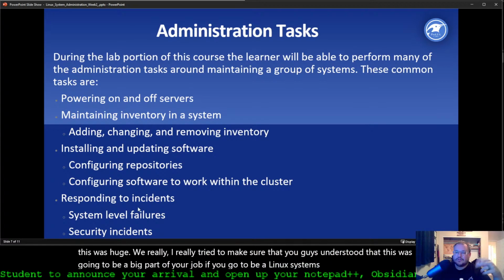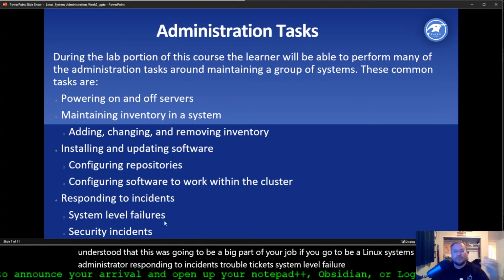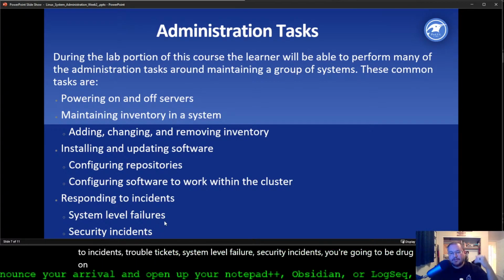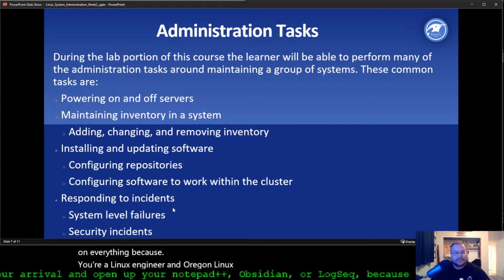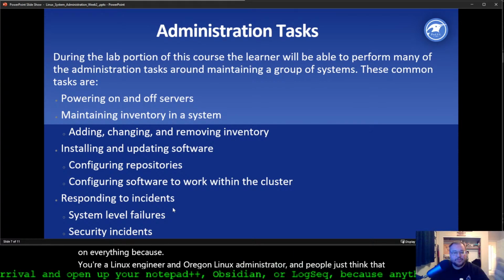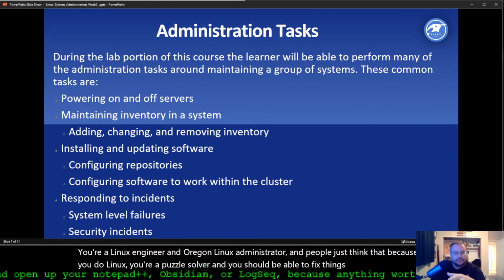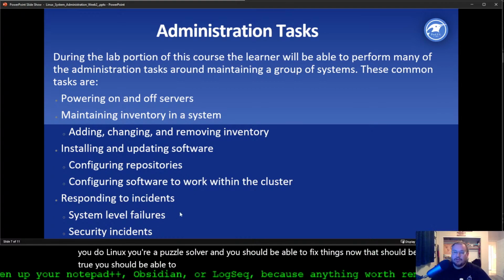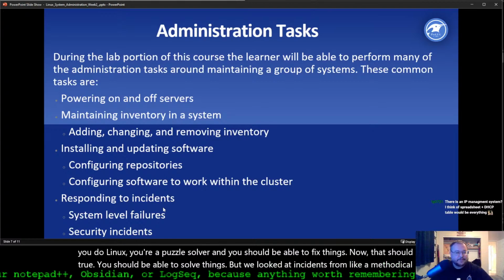Responding to incidents, trouble tickets, system level failures, security incidents. You're going to be drug in on everything because you're a Linux engineer or a Linux administrator, and people just think that because you do Linux, you're a puzzle solver and you should be able to fix things. Now, that should be true. You should be able to solve things. But we looked at incidents from a methodical way to handle things.